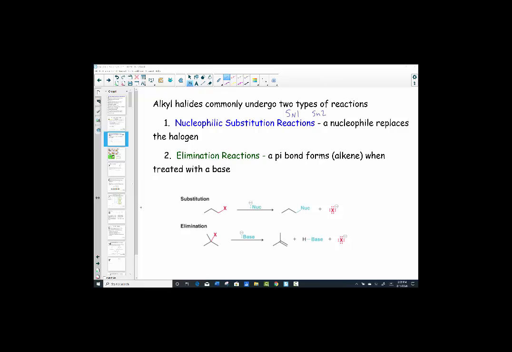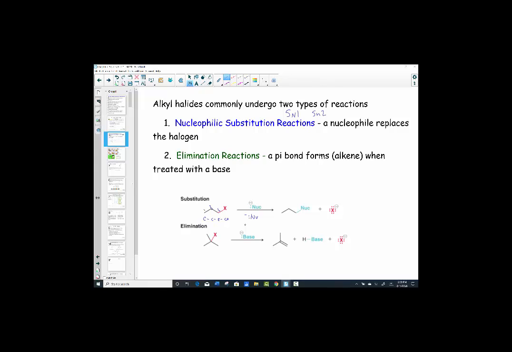Nucleophilic substitution reactions are those in which we will see a nucleophile replacing the halogen. So in our substitution reaction, notice here we have 3 carbons, and then attached to it would be some halogen. Just think about 1-chloropropane, for example. And we have a nucleophile who has a set of lone pair electrons, and what's happening is it's seeking an electrophile.